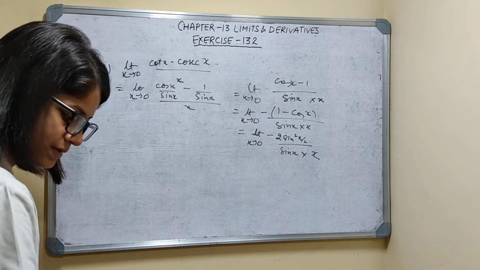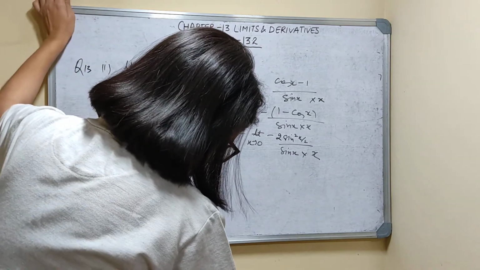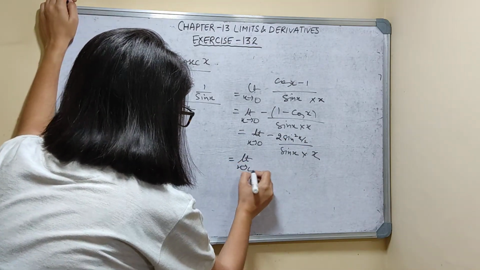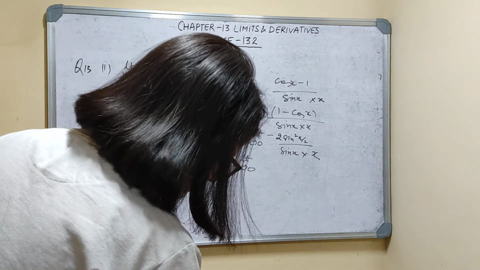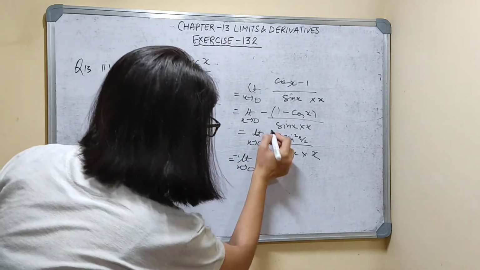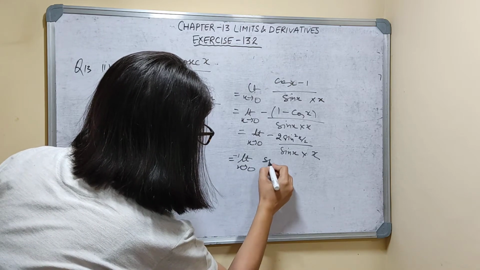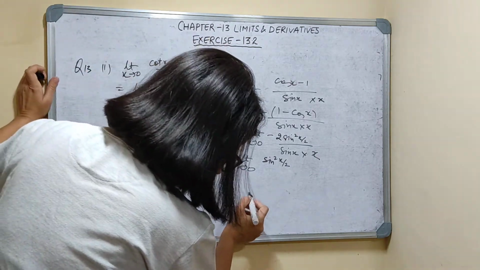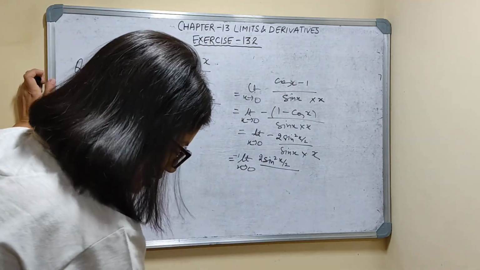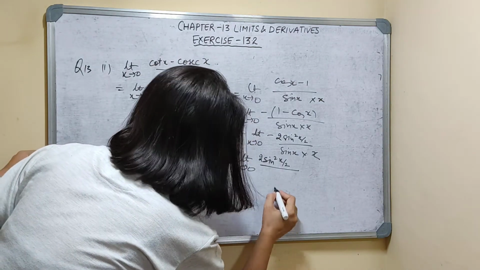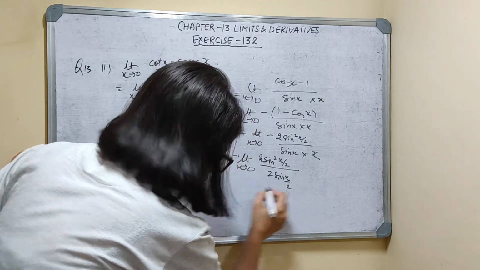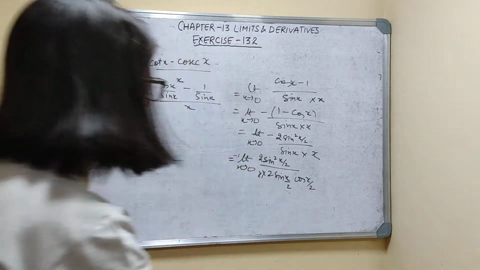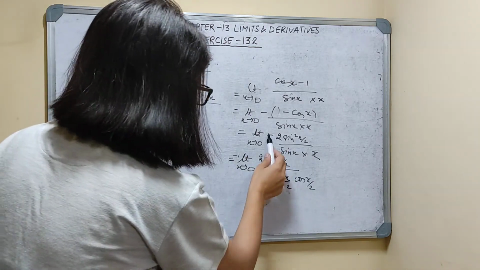This sin x, limit x tends to 0, this 2 sin square x by 2, I have to make this sin square x by 2. Minus 1 I am taking out: 2 sin square x by 2 upon sin x into x.